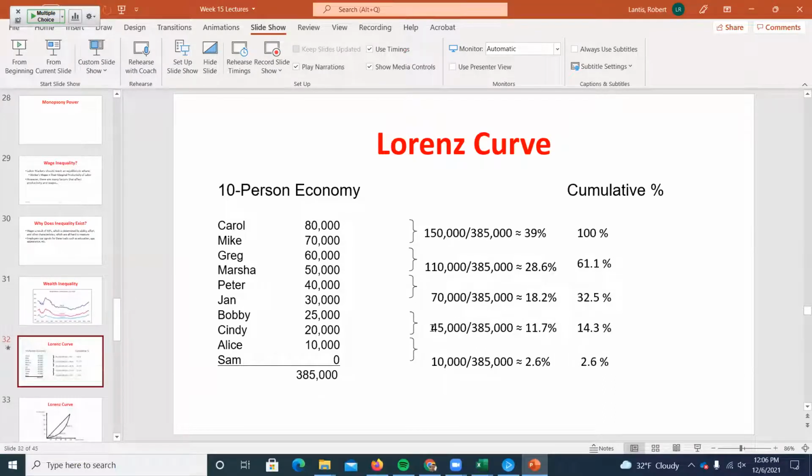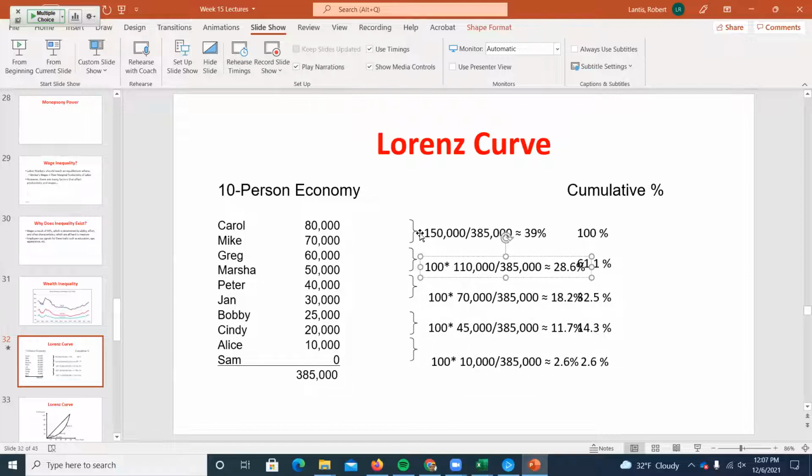I should actually have all of these out front. If I divide 45,000 by 385,000, I'm not going to get 11.7. What am I going to get? 0.117. Okay, so to change these to percentages, I technically should have, I'll move the decimal point 2 places, right? Or I'll multiply all these by 100, right? That way I get them in percentage form.